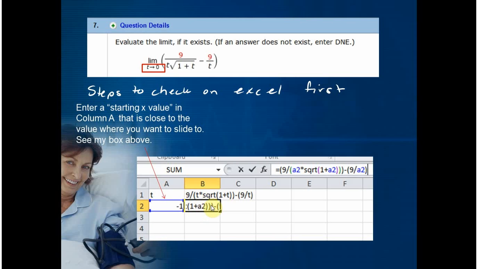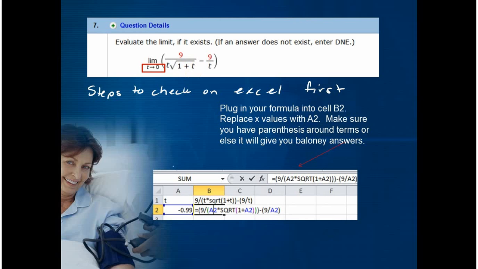To get the y value at t equals -1, you type in this expression. Notice I have 9 divided by the quantity A2 times the square root of 1 plus A2. That's exactly this thing right here, except instead of t, I have A2. You put your formula into cell B2, but you replace your x values with A2. Make sure you have parentheses. Notice that I have parentheses here, and I also have parentheses around the entire fraction, so I don't accidentally add something that I'm not supposed to add together.